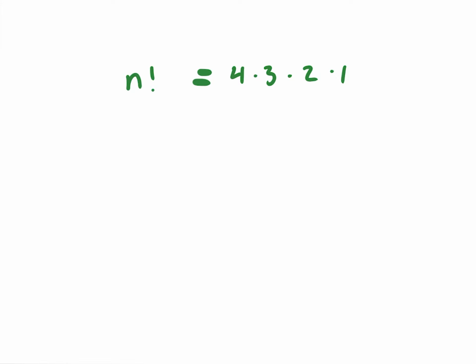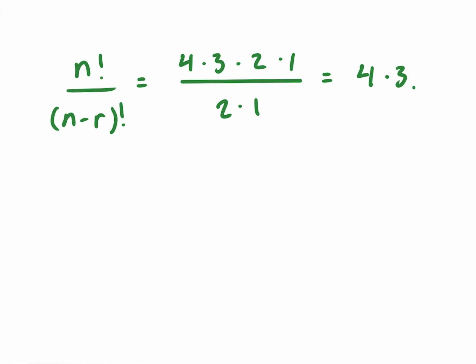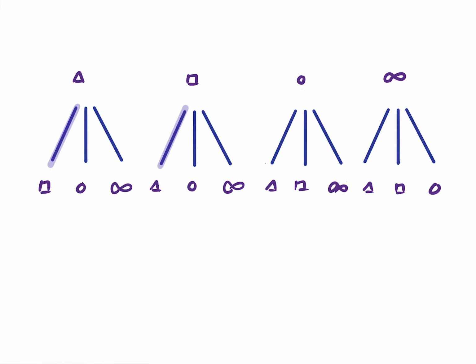To stop at an earlier step, like we need to stop after 2 choices, we divide by n minus r factorial, where r is the number of objects we're choosing. N factorial writes out all steps, and dividing by n minus r factorial gets rid of the steps that we don't need. However, we still have some repeat combinations.